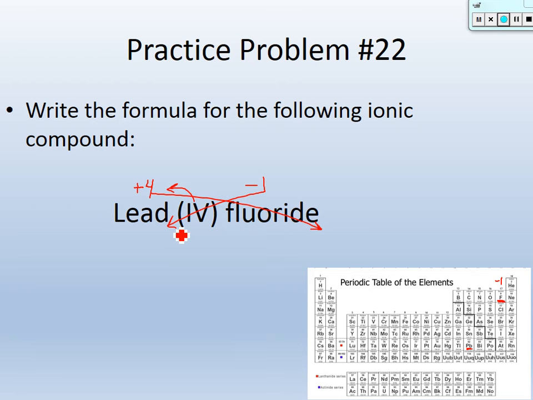What's the symbol for lead? Pb. What number goes by the Pb? A 1. Do I need to write it? Nope. In chemistry, a 1 is implied here, so we'll just leave it blank. And fluorine is F. And what number goes down by the F? 4. Okay, now every time you use the crisscross method, you should ask yourself, can I reduce it?